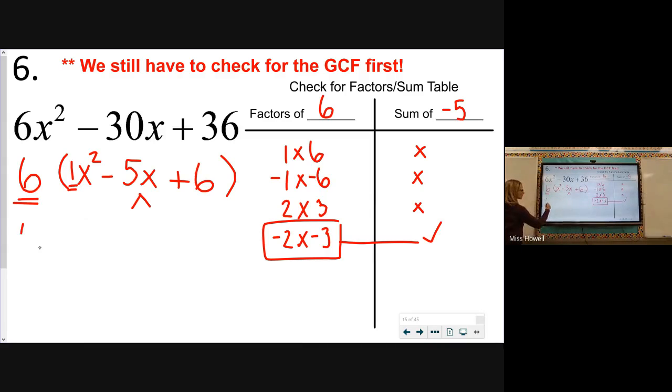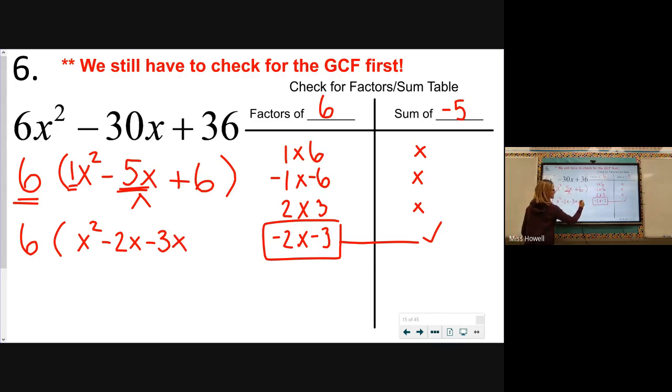So we have a 6 out front. That's done. In here, we still have an x squared term. We're just breaking up this middle term into 2 pieces of negative 2, still with an x, and negative 3, still with an x. And then we have that back term of plus 6. And now we would be ready to do the factoring process: box 1, box 2, box 3, box 4 when we go to our chart.